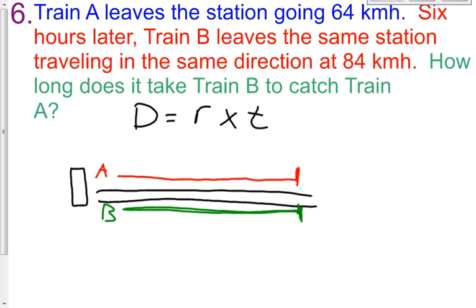As you can see, class, the big thing that I want you to notice with this illustration is how far did A and B go? They went the same distance, didn't they? When train B catches train A, they have traveled the exact same distance. They left the same station, and once train B catches A, they're going to stop at the same spot. So if they start at the same spot and end at the same spot, their distances equal each other.